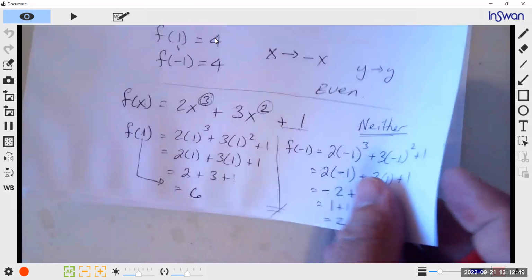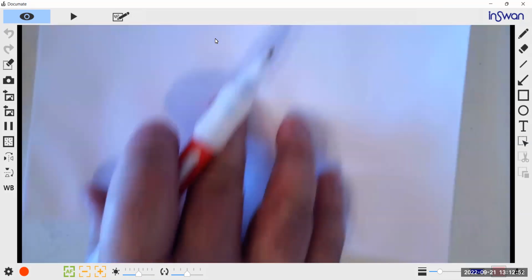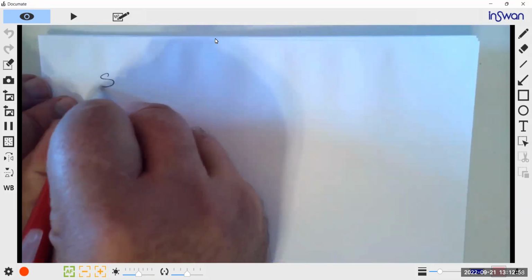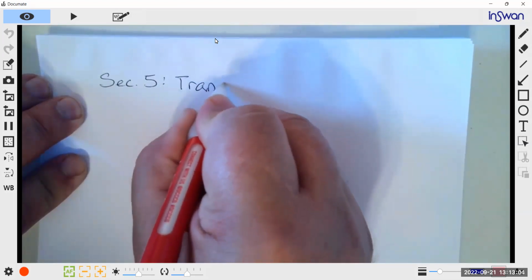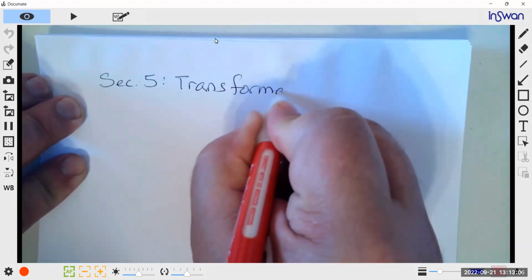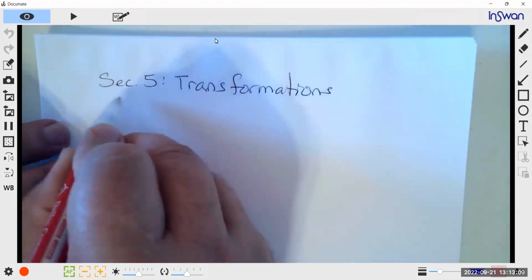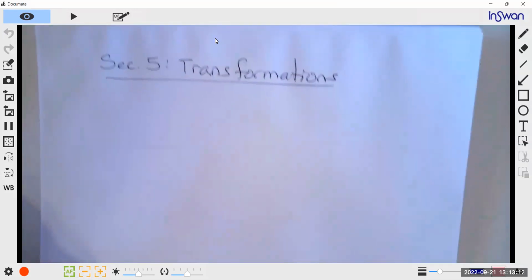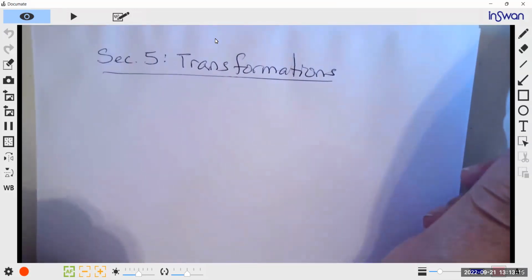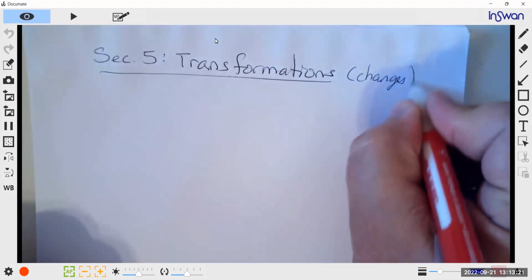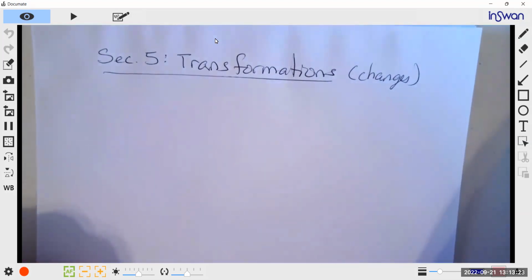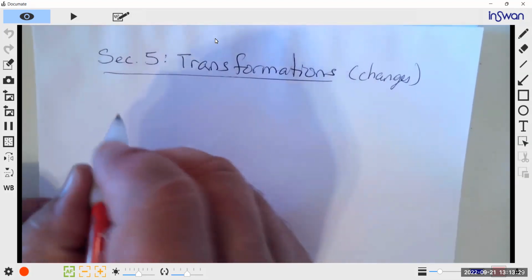All right, that does it for section 4. Now, section 5 is where it starts getting even more fun. Section 5 deals with what are called transformations. Transformations are just that, they're changes. Changes to the positioning of the graph, the shape of the graph, of any type of functions.